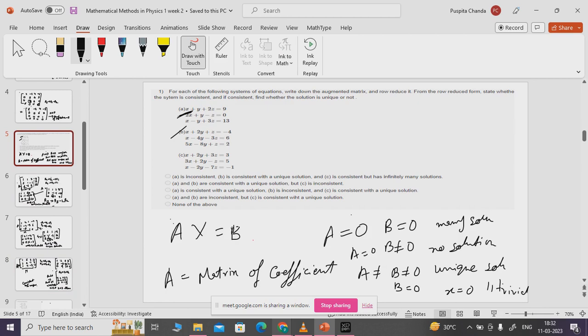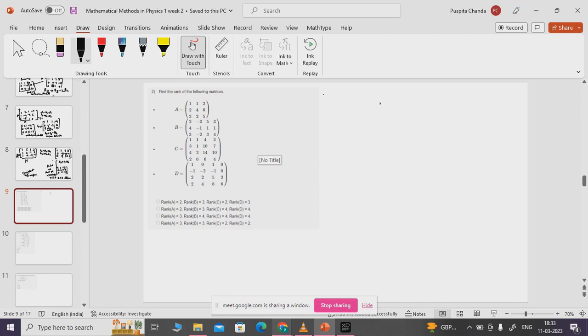First option is A is inconsistent, so it is not true. Second option is A and B are consistent with a unique solution, but C is inconsistent. C is not inconsistent. Inconsistent solutions are those where rank of A is less than rank of the augmented matrix. A is consistent with a unique solution, B is inconsistent, that is also not true. A and B are inconsistent, that is also not true. So none of the above is the answer.